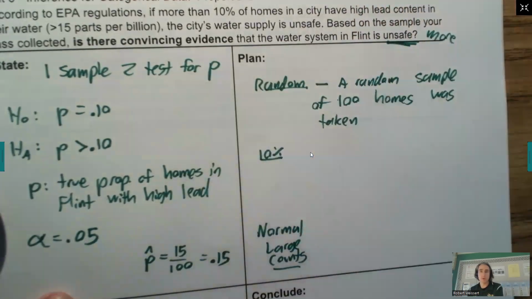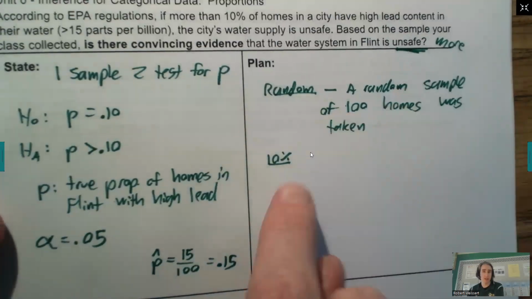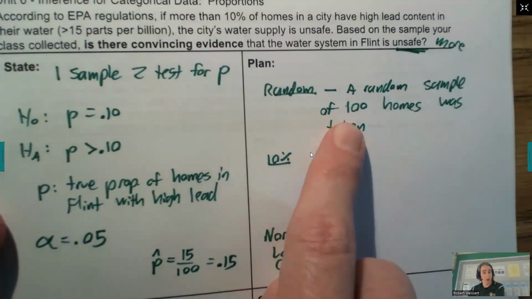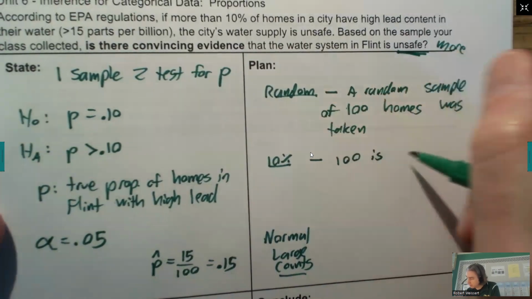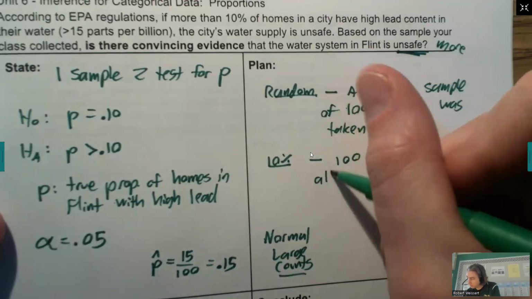Now we're going to go to our 10% condition. The paper that I did my random sampling from had 1,000 homes on it, but that's not all the homes that were in Flint. We know that 100 is 10% of 1,000, but it's definitely less than 10% of all homes in Flint. So we can simply say 100 is less than 10% of all homes in Flint.